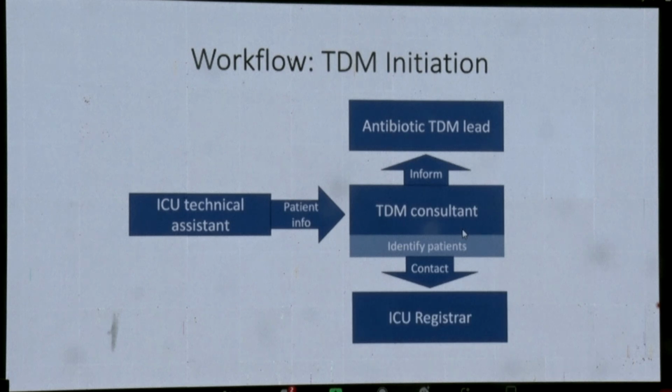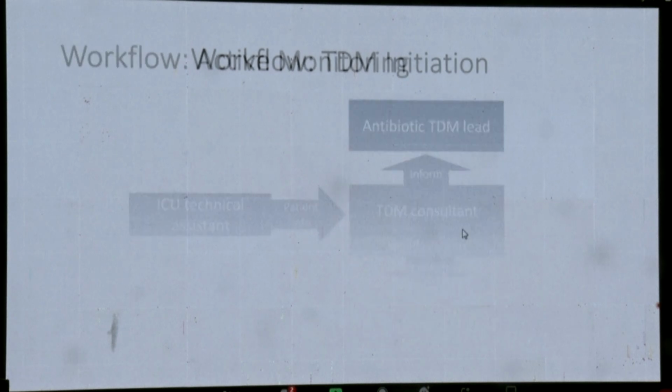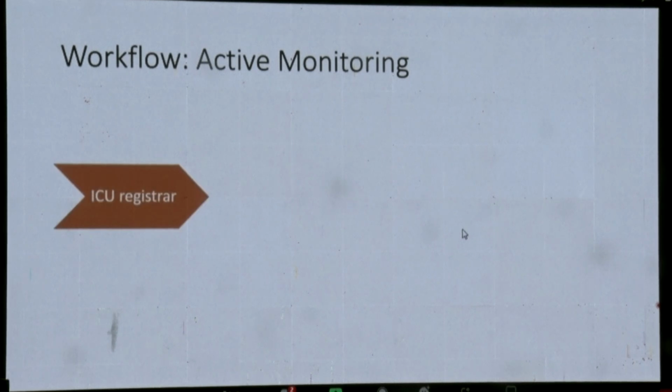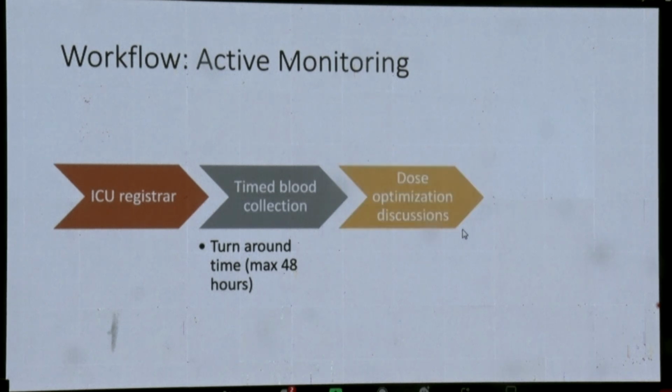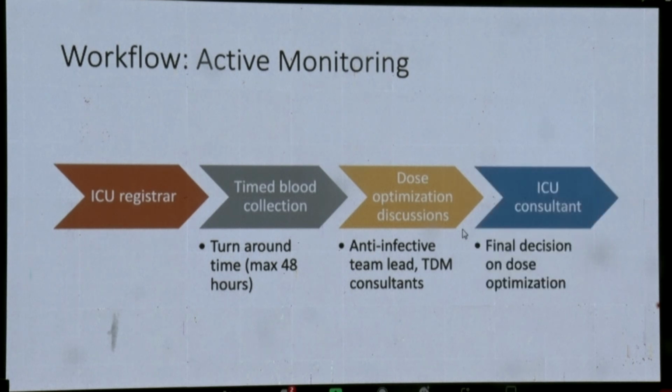And then we contact the ICU registrar. Okay, so we have decided this patient needs TDM. The advantage of doing this is there is no delay. As soon as the antibiotic is started, at least within 24 to 48 hours, this information will be given to the antibiotic TDM lead and the TDM process will start. We will inform the ICU registrar. He will manage the appropriately timed blood collection, and that usually happens within 48 hours of starting the antibiotic in the ICU. Then he will take part in dose optimization discussions with the anti-infective TDM lead and TDM consultants. Finally, the ICU consultant will decide on the dose optimization.